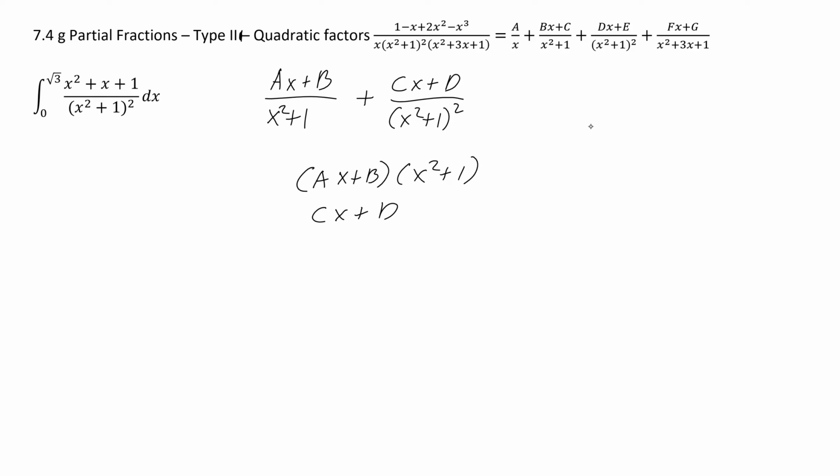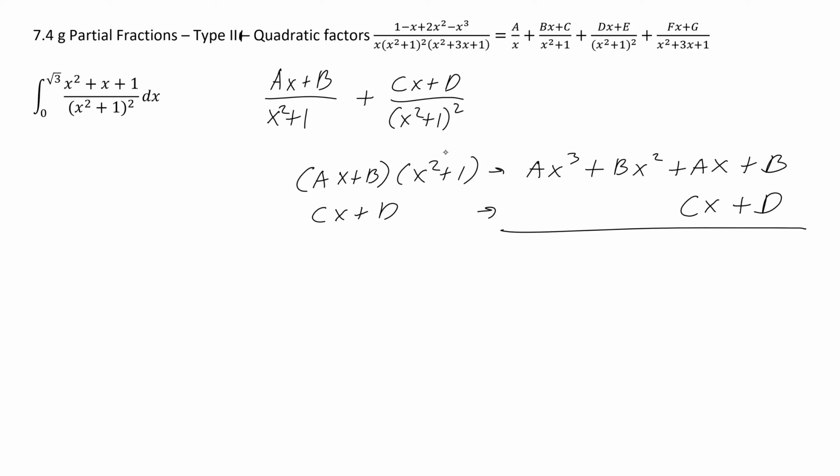It's done. So we multiply this out and we end up with ax cubed plus bx squared. I'm going in order here. So that would be ax cubed and that would be ax. So the bx squared is going to come first. Plus ax plus b. And then we move that over. That would be cx plus d. And then these add up to that one. So x squared plus x plus 1.